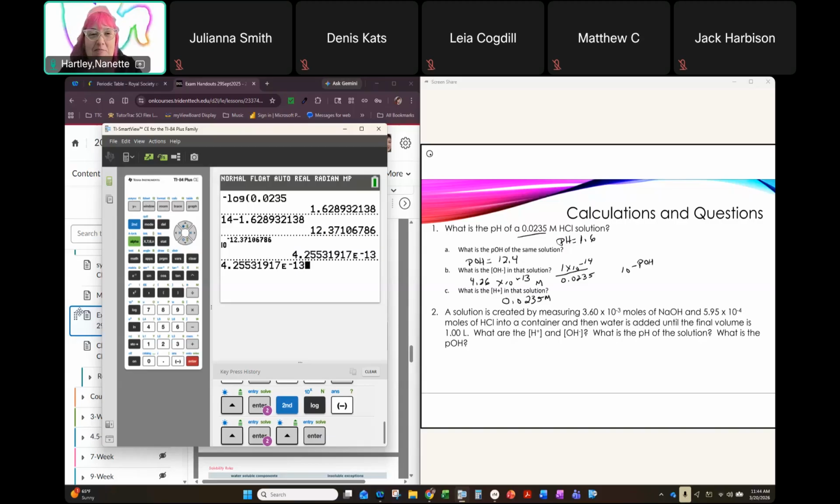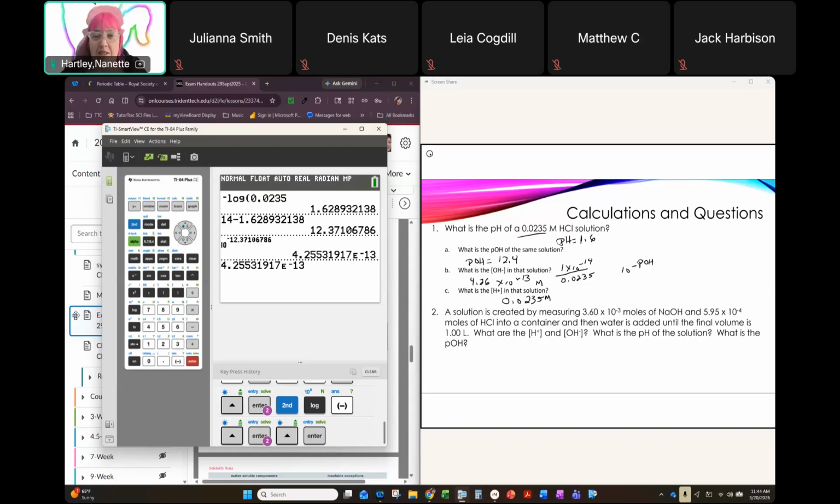Any other questions about that? Okay. A solution is created by measuring 3.60 times 10 to the minus 3 moles of NaOH and 5.95 times 10 to the minus 4th moles of HCl into a container, and then water is added until the final volume is 1 liter. What are the H plus and OH minus? What is the pH and what is the pOH?